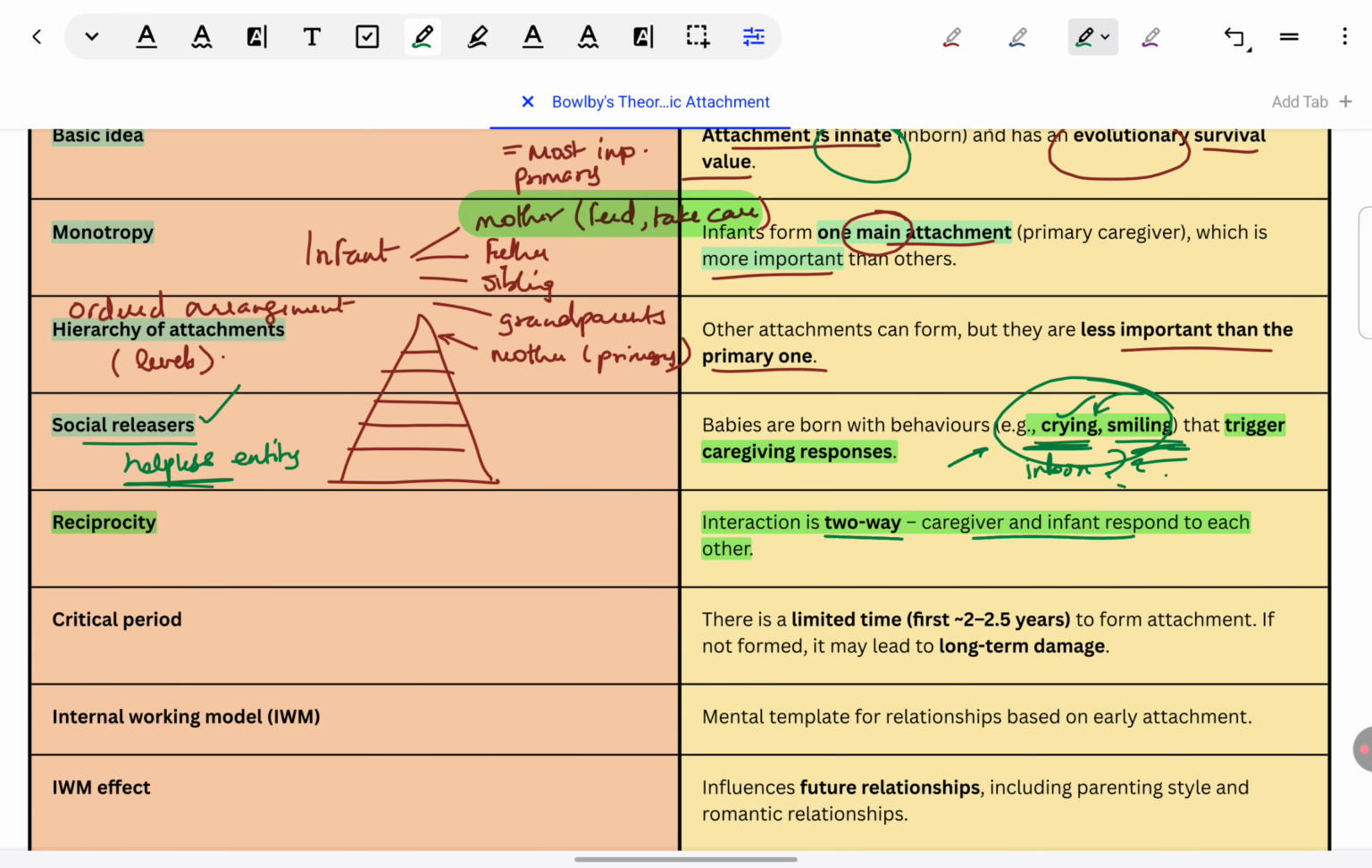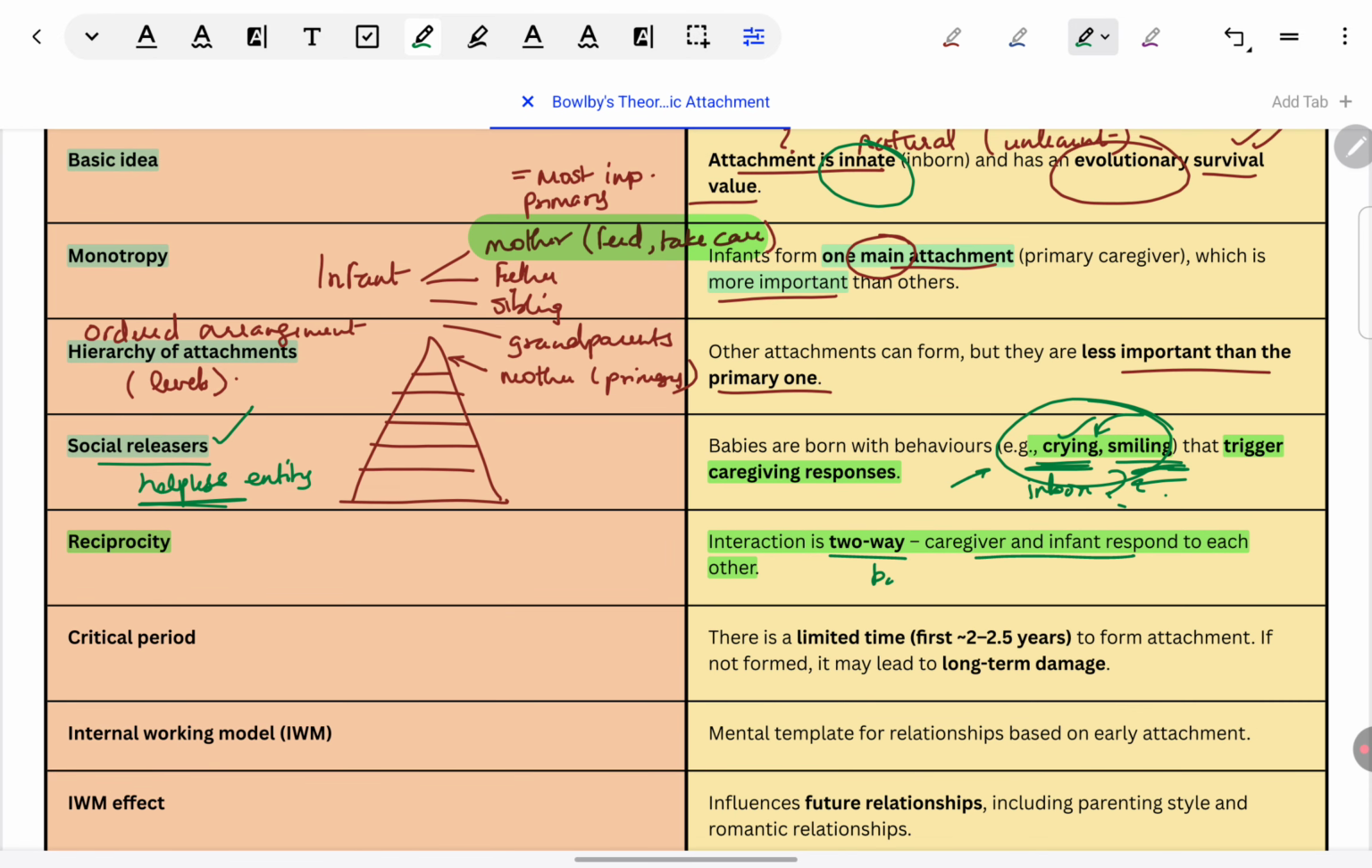We should not get that impression. The baby is also very active, in the sense that the baby also strategically uses crying and smiling type of behaviors as needed to get the mother's attention. Like we saw, for example, smiling will strengthen attachment bonds. So that is why the baby is using it, ensuring that it gets the caregiver's attention.